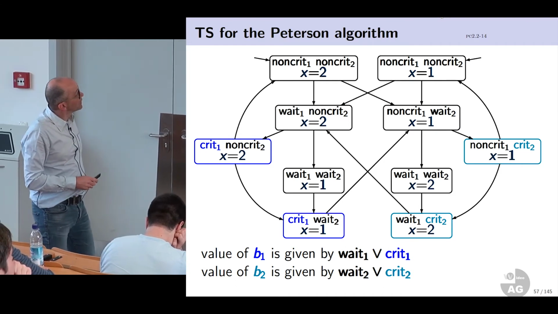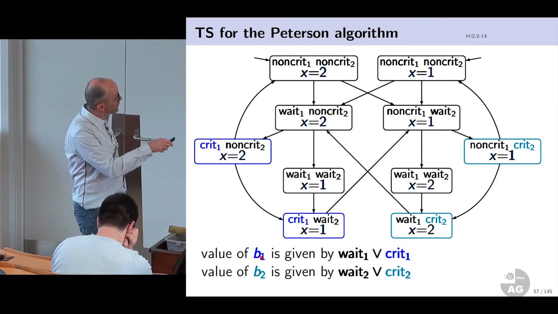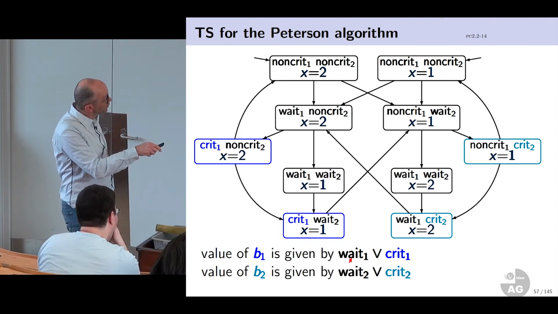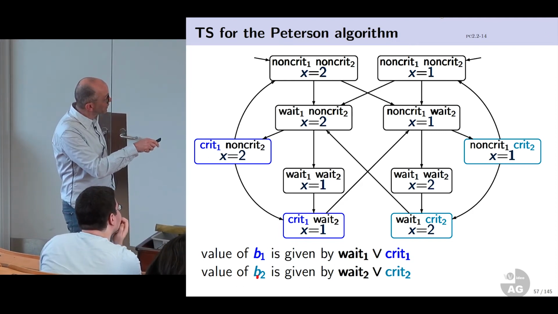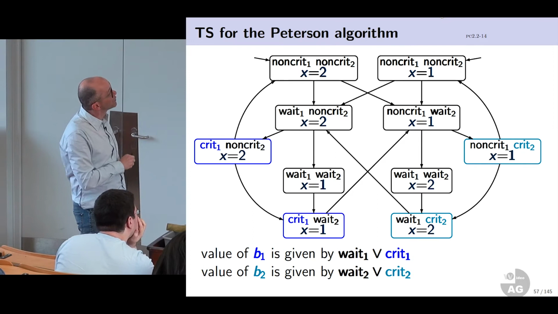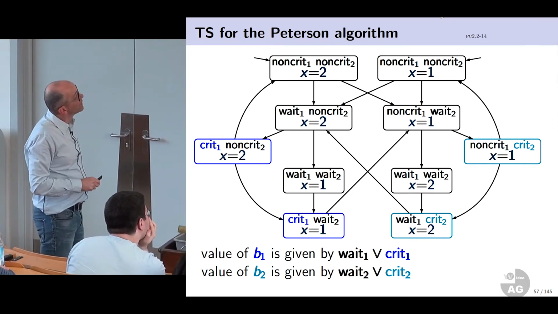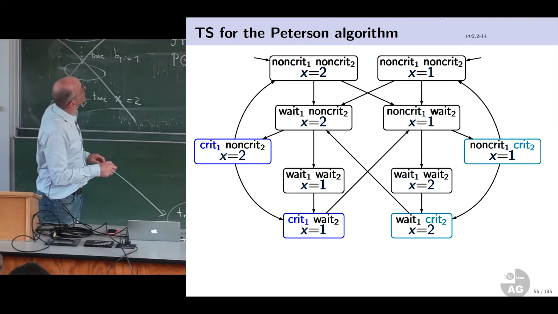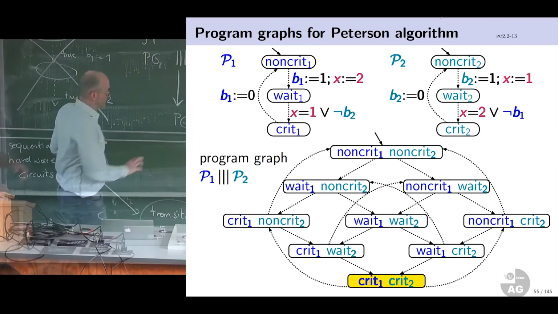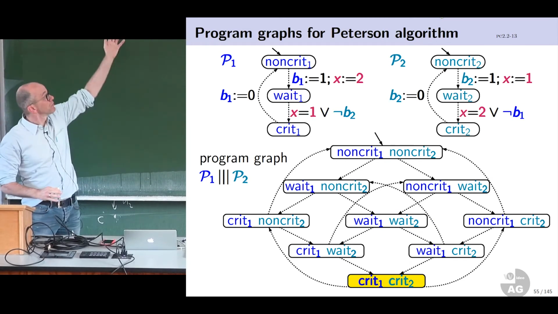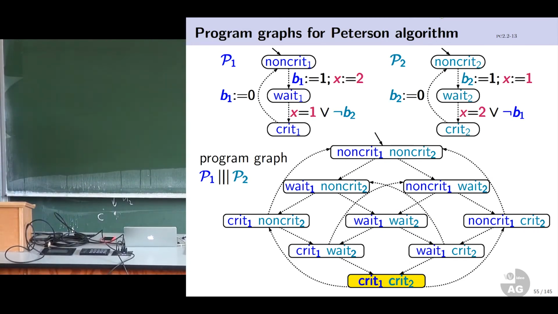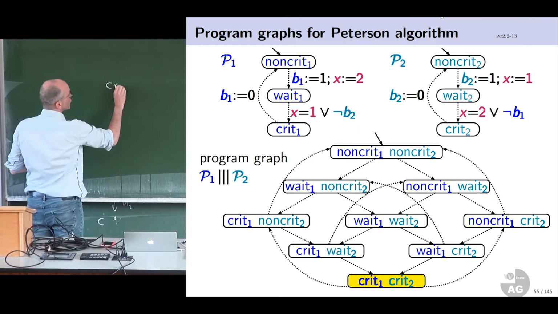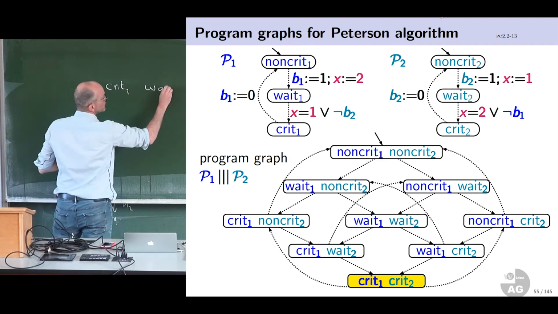Now what you also can see is that the value of B1 is actually given by wait 1 or crit 1, and similarly the value of B2 is given by wait 2 or crit 2. So why do I mention this? Now if you go back to the previous slide over here. So I'd like to model a transition system of this program graph. What are the states of these transition systems? Well, the states are the locations in this program graph. So these are pairs, something of the form, for instance, crit 1, wait 2.